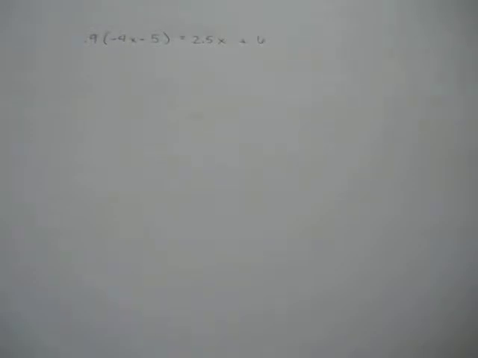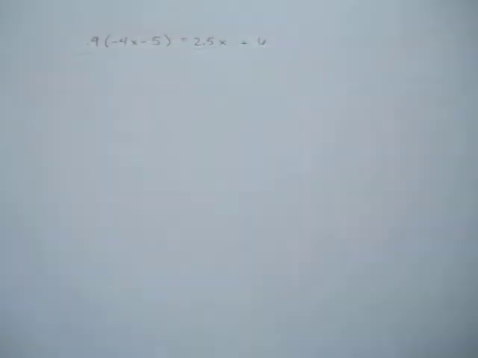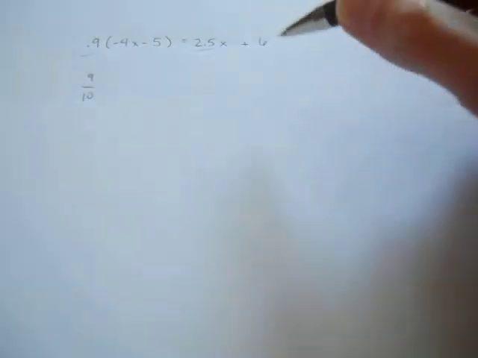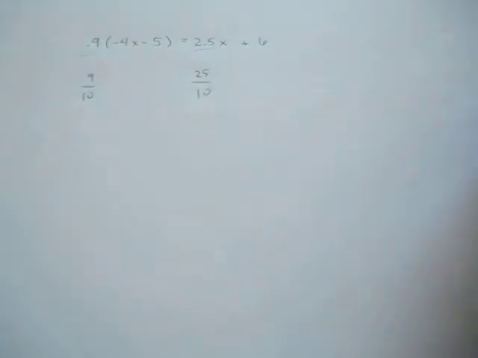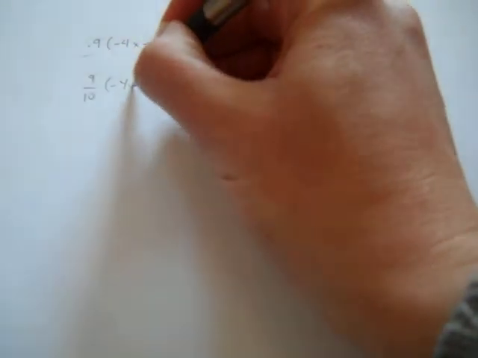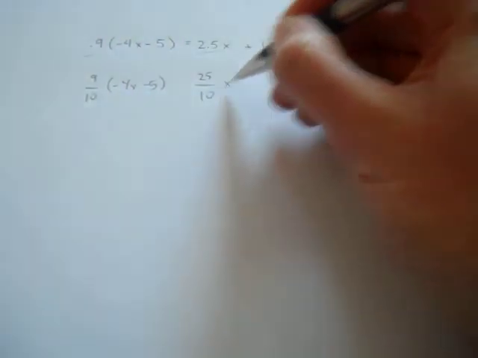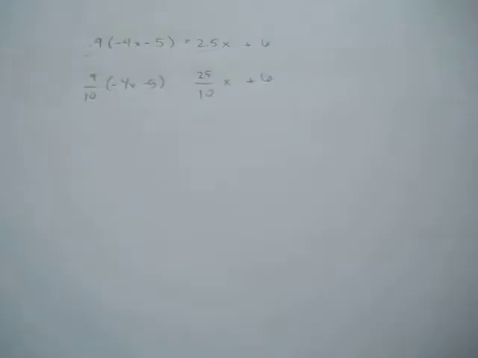Alright, we have the problem 0.9 times negative 4x minus 5 equals 2.5x plus 6. Now we can solve this by remembering that each of these decimals can also be written as a fraction. For example, 0.9 we know is 9/10, which you can write 9 over 10, and 2.5 can be written 25 over 10. Then we can just carry everything else down. And now it looks like all the other fraction problems that you've been working on.